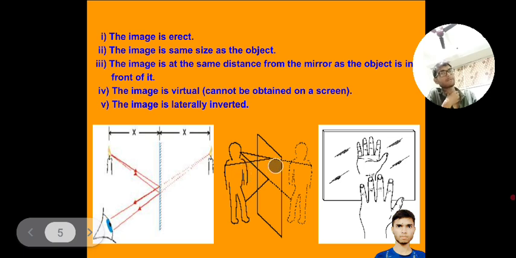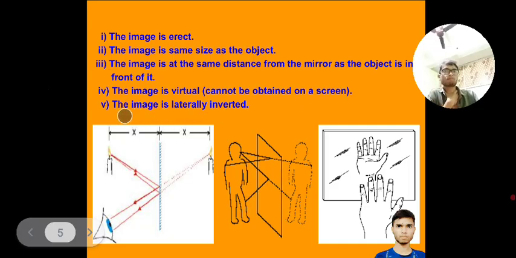This is, let's say, 5 inch, so this would also be 5 inch. It will happen with a plane mirror. The image is at the same distance from the mirror as the object is in front of it. Between the original object and the mirror, let's just say the distance is 5 meter. So here, between the image and the mirror, it would be the same 5 meter, because we took a plane mirror. That's why.